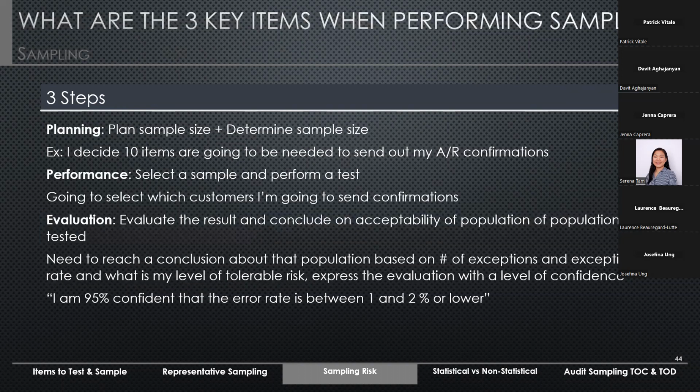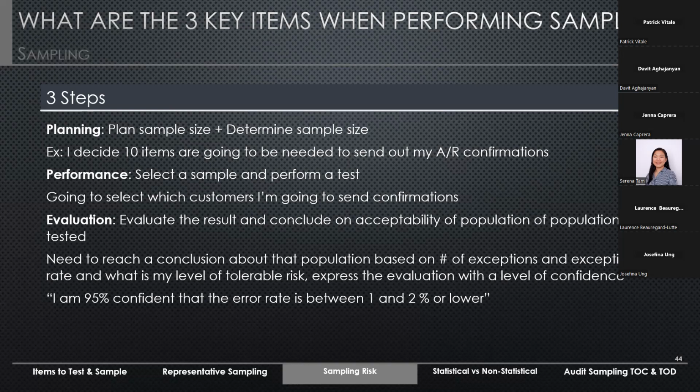Okay, so what are the 3 key items when performing sampling? 3 steps: planning, where you plan and determine the sample size. So, for example, I decide 10 items are going to be needed to send out my AR confirmations. Then performance: select the sample, perform the test. You're going to select which customers I'm going to send the confirmation to. And so let's say you have 10 here. You're not going to be doing all 10, maybe just 8 of them.